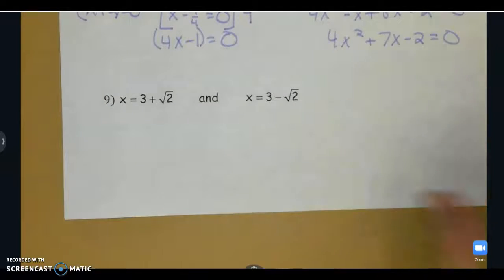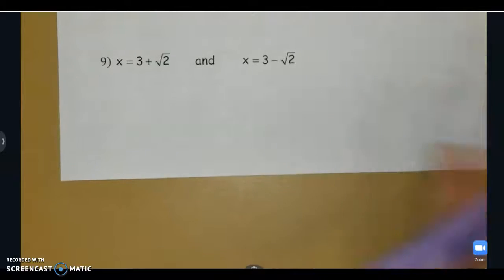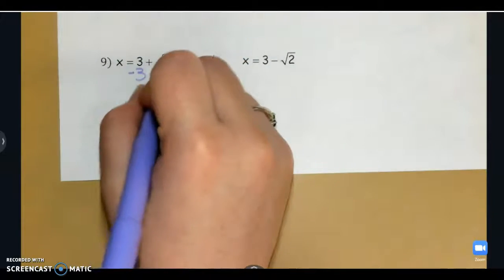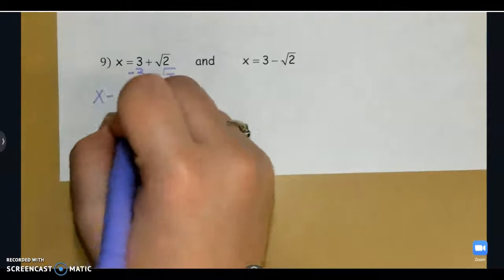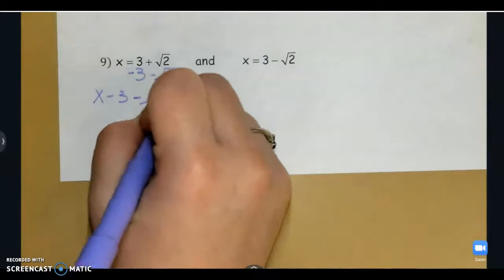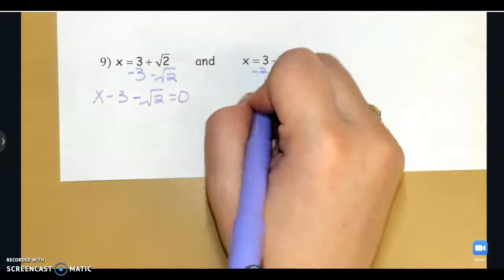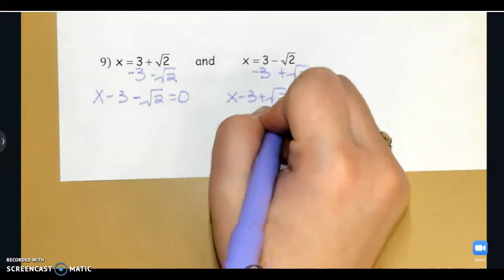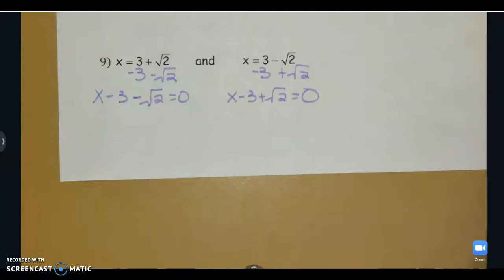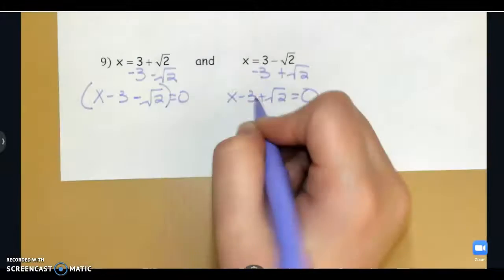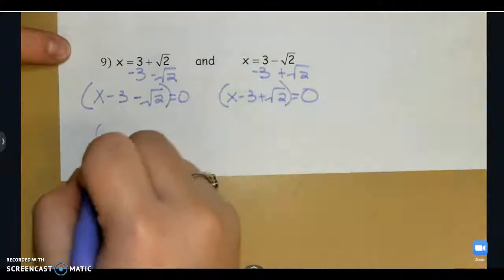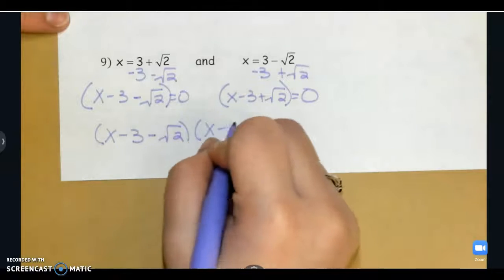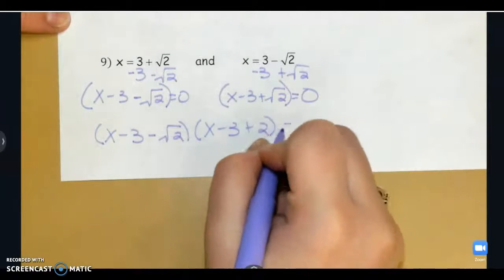And this one's a little bit trickier, but we're going to be using the same process. So I want to get these back to being equal to 0. So on the first one, I'm going to subtract 3 and the square root of 2. And on the other one, I'm going to subtract 3 and add the square root of 2 because of opposite operations. So this is what's inside of my parentheses. So x minus 3 minus the square root of 2, x minus 3 plus the square root of 2.